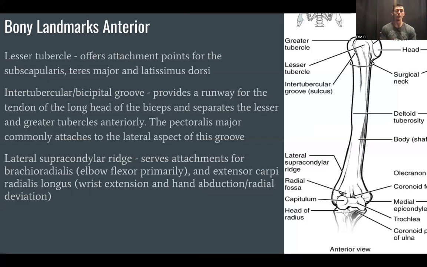Then we have the intertubercular groove or sulcus. This is also called the bicipital groove. It provides a runway for the tendon of the long head of the biceps. The short head of the biceps typically originates on the coracoid process of the scapula, and the long head tendon typically runs through the intertubercular groove or sulcus of the humerus itself. It helps to separate the greater and the lesser tubercles of the humerus from that anterior view.